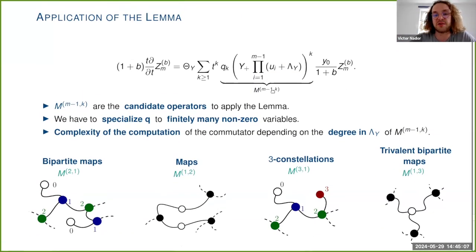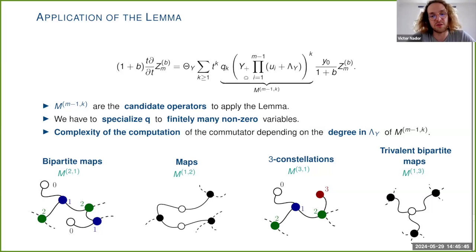So in this case, it's pretty straightforward to identify our operators M, because just looking at the form of the equation, we have something that's already in the correct form. One restriction is that we have to specialize the second set of variables q_k so that it's non-zero on finitely many indices. This is just a technical condition to be able to apply our lemma. And then the third step is that we have to compute the commutator for this operator.